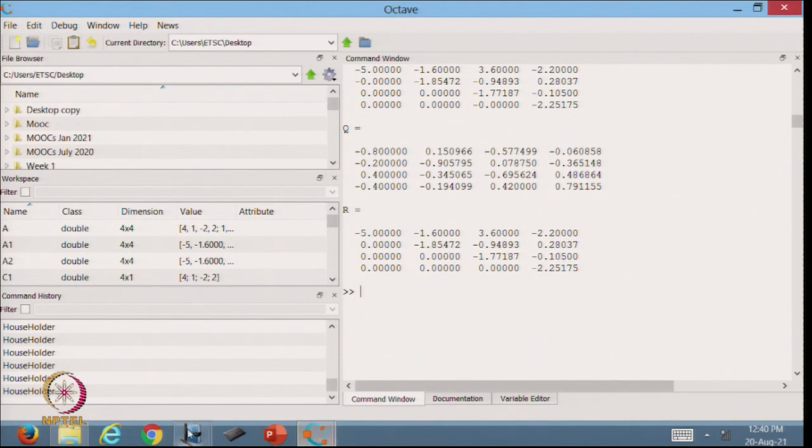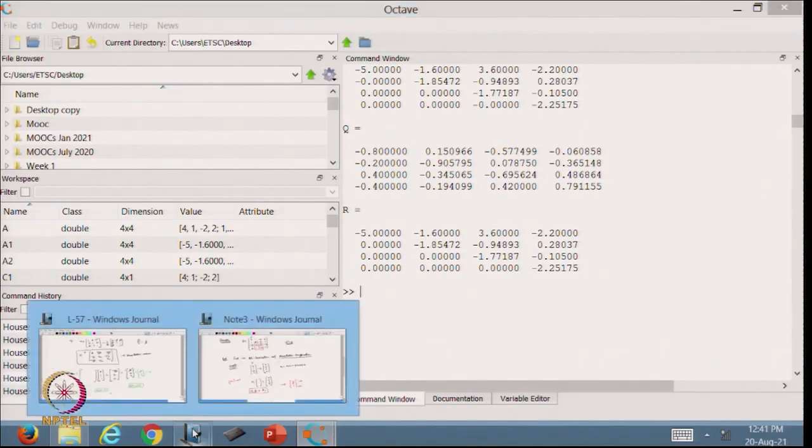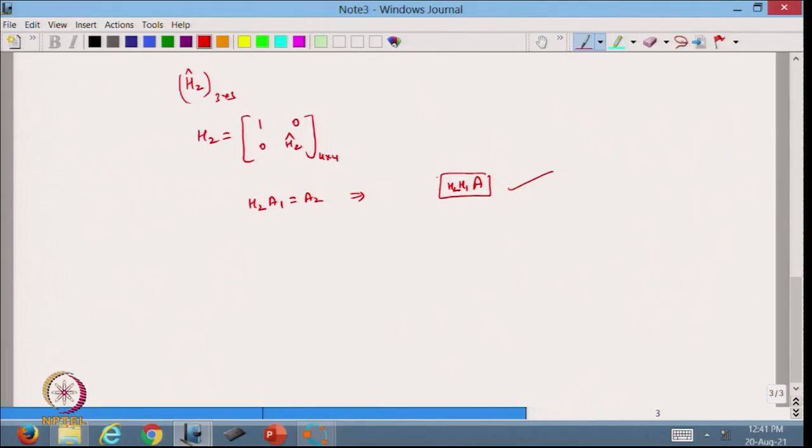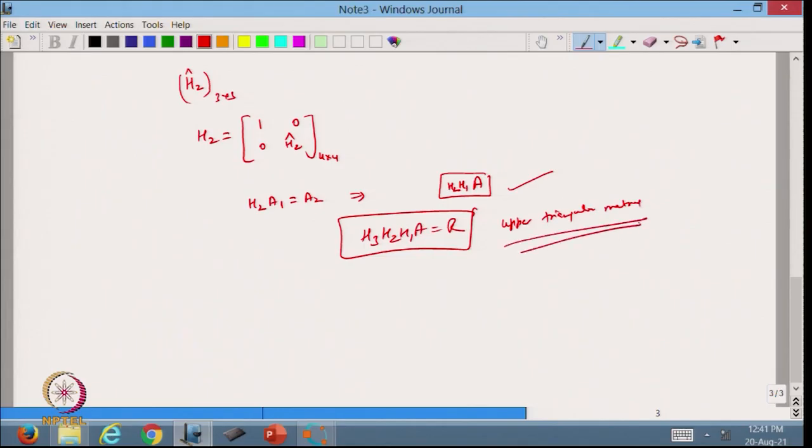So, we can say that we are able to convert this, H3, H2, H1 A into R. So, it is an upper triangular matrix. Now, we are able to do this one.